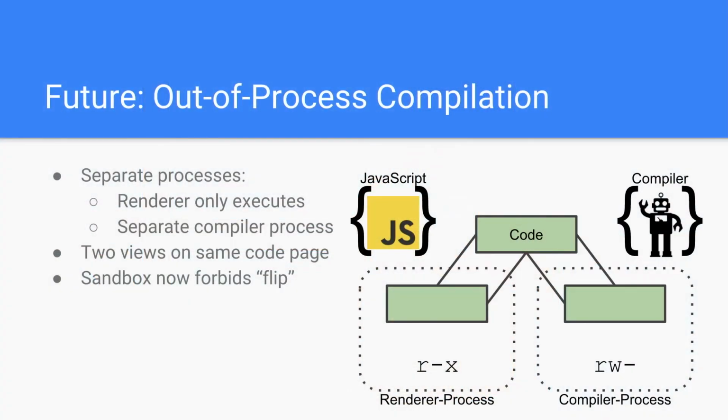To address those two issues, we want to eventually separate the compilation out into a completely separate process. So the renderer process only has an executable view of code pages, but never sees a writable view ever. And the only writable view is in a completely separate process and in a completely separate address space. And now we could completely forbid page permission flips in the renderer and also solve the worker race by this.